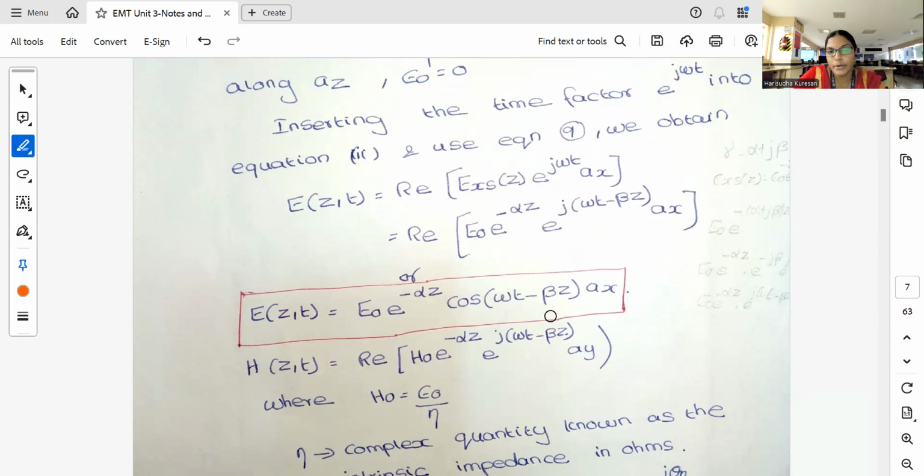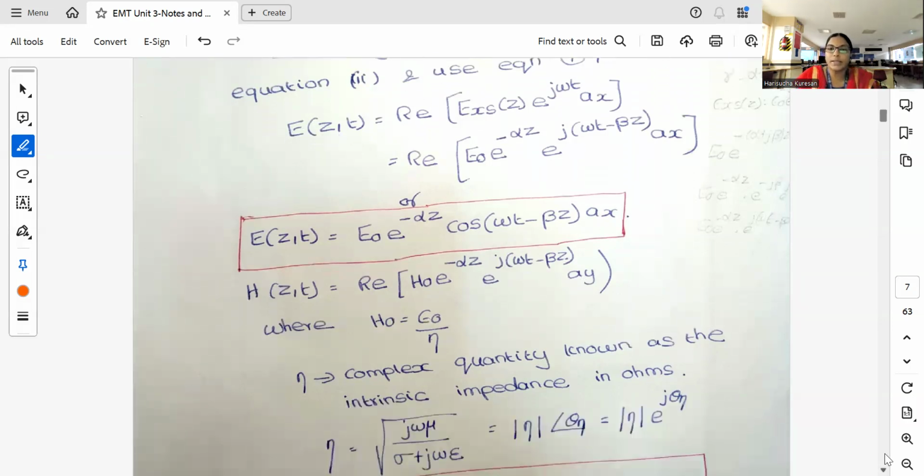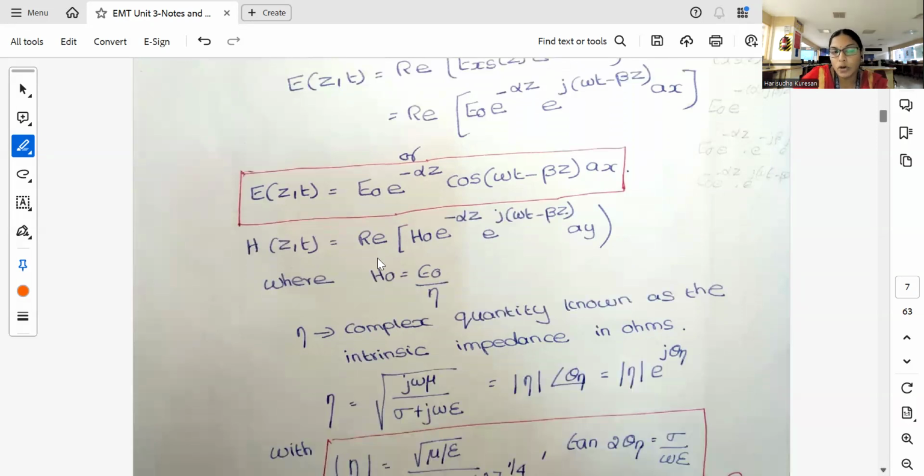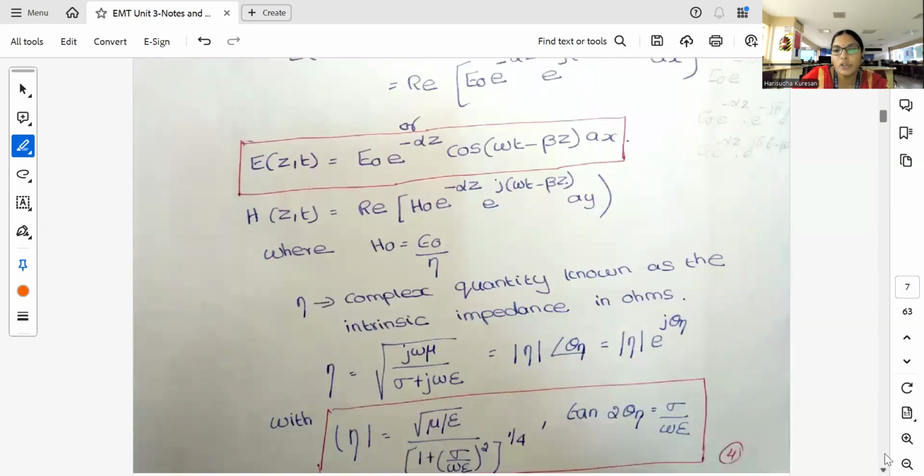As you can write for the electric field, you can also write in terms of the magnetic field. Therefore, H(z,t) will be equal to real part of H0 e^(−γz) e^(j(ωt − βz)) ay, where H0 is nothing but E0 divided by η. And η is a complex quantity known as the intrinsic impedance in ohms. Therefore, η = square root of jωμ divided by (σ + jωε), and the angle will be θn, that is, magnitude of η e^(jθn).